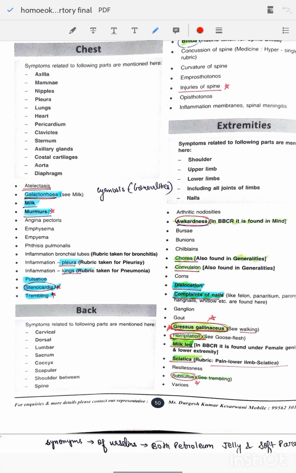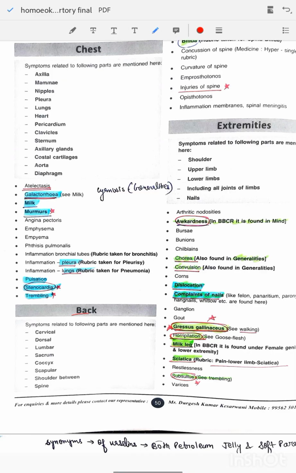In chest, we have rubrics mentioned related to axilla, mammae, nipple, pleura, lungs, heart, pericardium, clavicle, sternum, axillary gland, costal cartilage, aorta, and diaphragm. Galactorrhea, milk, murmur, angina pectoris, emphysema, phthisis pulmonalis, inflammation bronchial tubes, inflammation pleura, inflammation lungs, pulsation, sternocardia, and trembling.